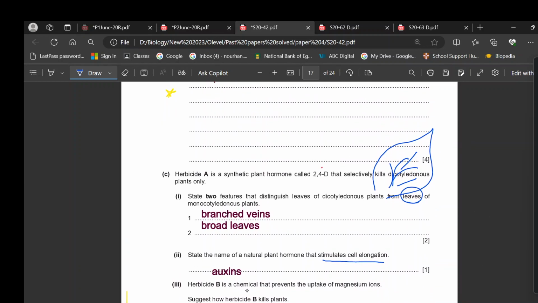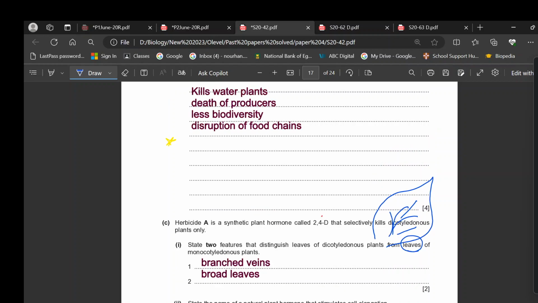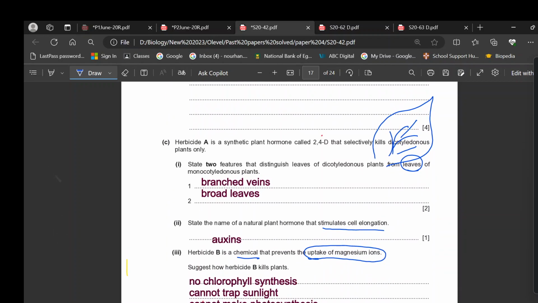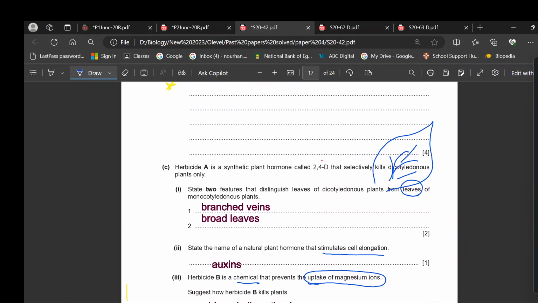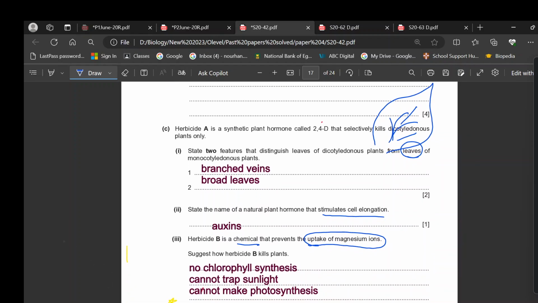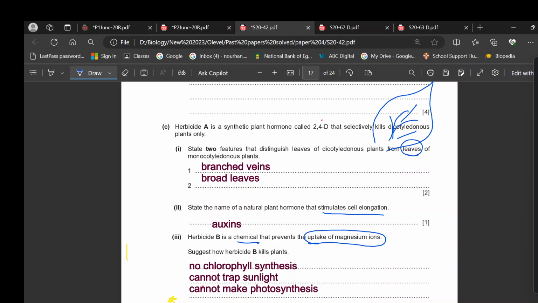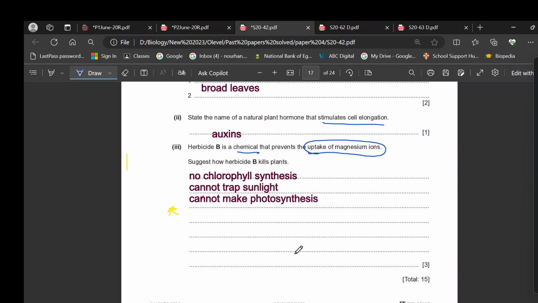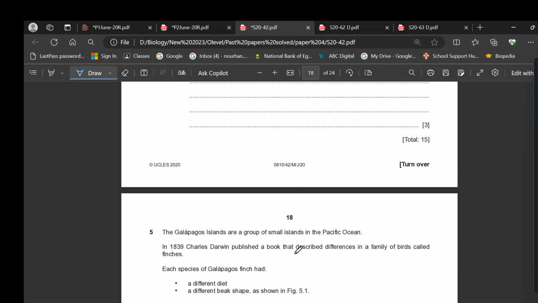Herbicide B is a chemical that prevents the uptake of magnesium. How would it kill the plant? Here he said that this chemical prevents the uptake of magnesium. So if there is no magnesium, there will be no chlorophyll. It cannot trap the sunlight. It cannot make photosynthesis. So the plant will die. Okay.